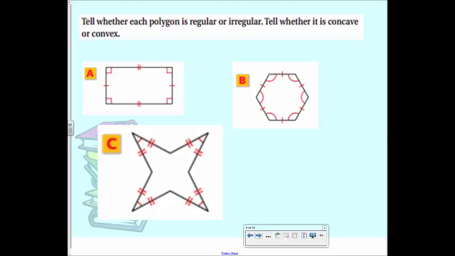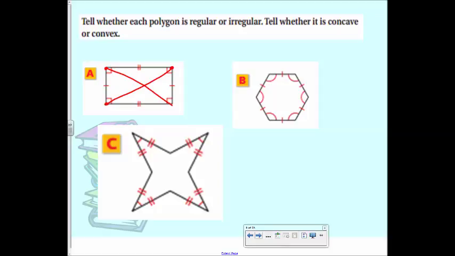Yeah, when you connect all the diagonals, so again, a diagonal means you're connecting the vertices that are not next to each other. So this one would connect with this one, and this one would connect with this one. Where are the diagonals? Inside. Therefore, it is convex. Okay? What about B? Regular or irregular? Regular, because they're all the same. Concave or convex? Convex. Good. They'd all be inside. What about C?